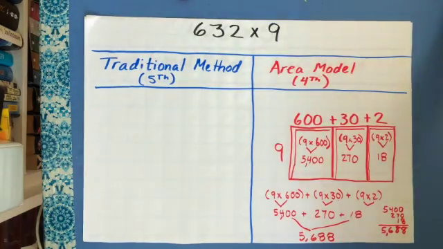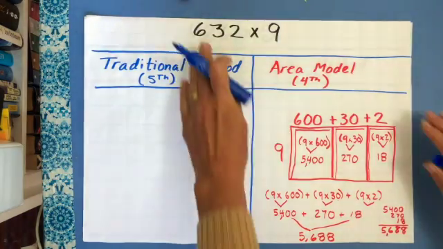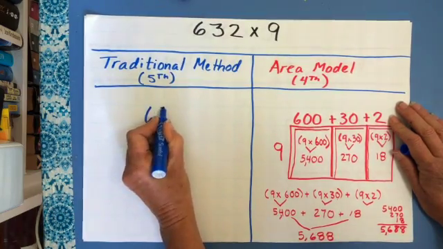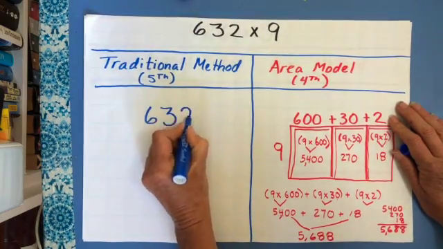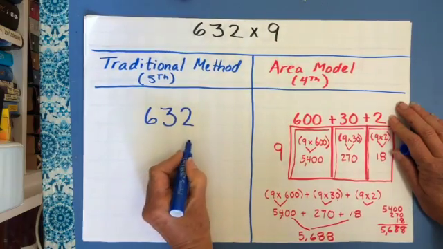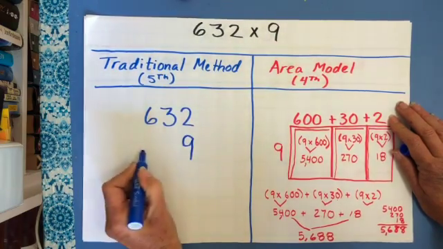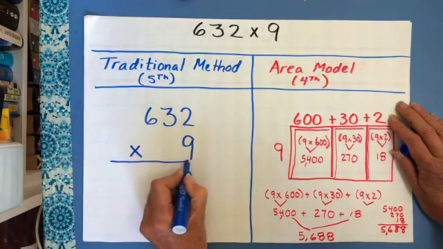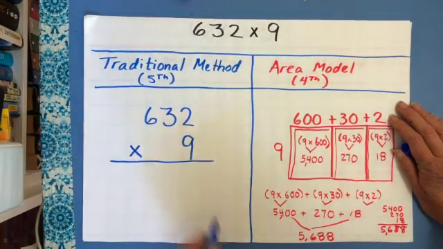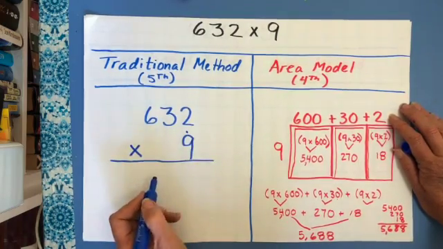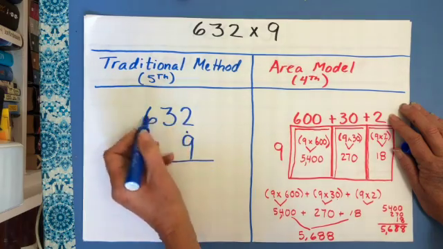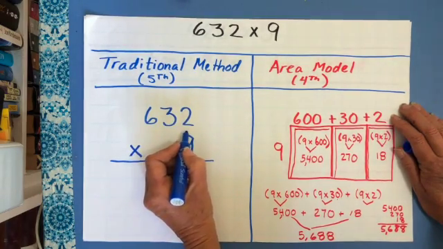Now I'm going to try the traditional method. So all I do is write this number, 632. And then I put the 9 in the ones place, and then I write a times symbol and an equal line. Okay. The first thing I do is put a dot here, and I'm going to times this. I'm going to times the 9 by the 2, by the 30, and the 6. But first I go to the ones place.